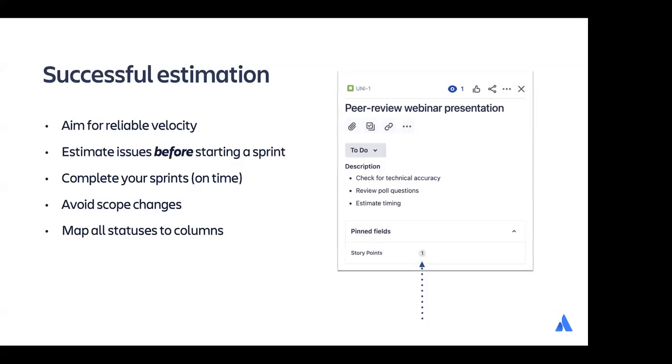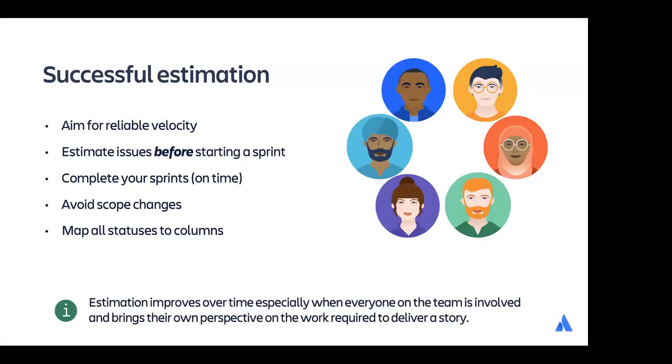But anyway, so here you see on the right-hand side in the screenshot, the story points are shown there as, in my case, a pinned field on the issue layout. Estimation does hopefully improve over time, especially when everyone on the team is involved in that estimation. So developers, designers, testers, deployers, all of these people have a say. And so they bring a different perspective to the product and the work that's required to deliver a story. And so oftentimes teams use different techniques such as planning poker to do estimation.